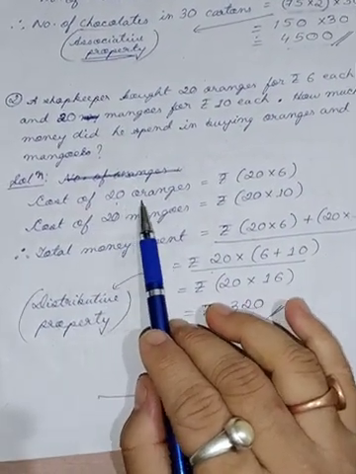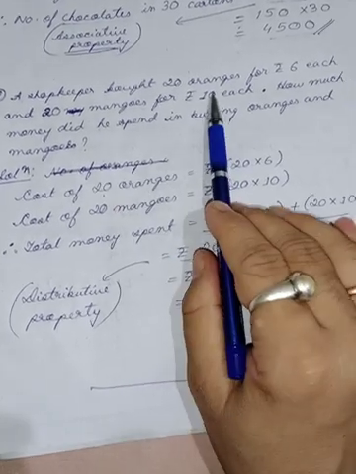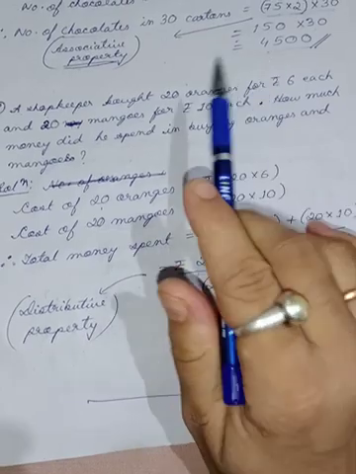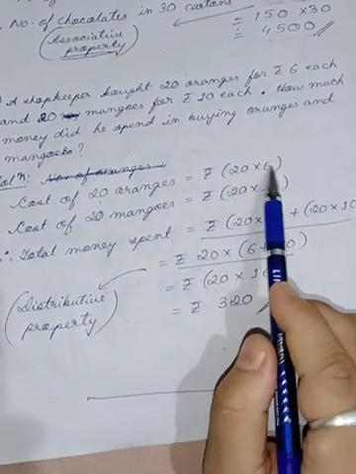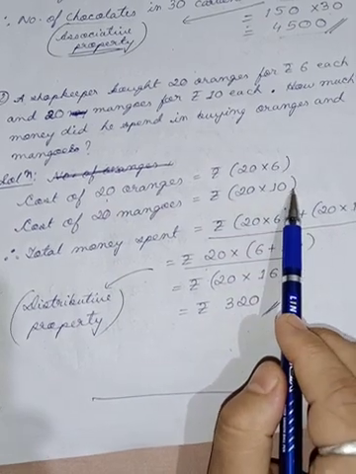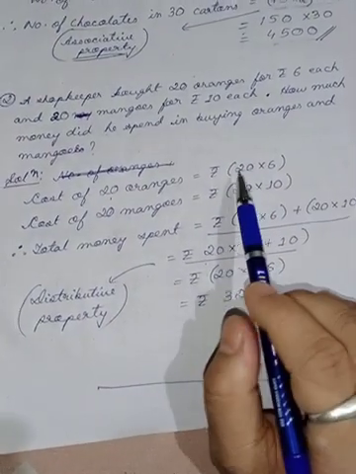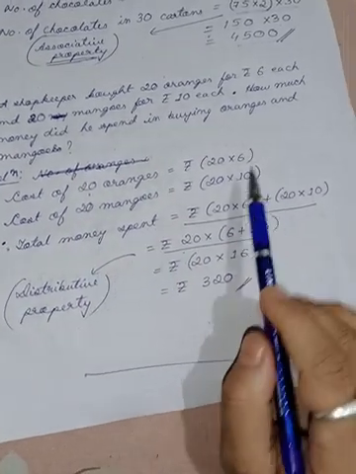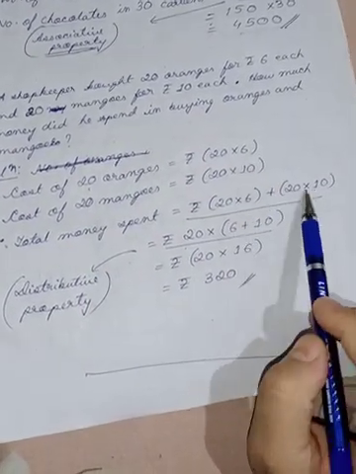So first of all, let us find out the cost of 20 oranges. It is given that one orange costs rupees 6. So for 20 oranges it is obviously 20 into 6. For one mango it is rupees 10. So for 20 mangoes it will be 20 into 10. Now you have to find out the total cost. So what will we do for finding the total cost? We will add these two. So total money spent is 20 into 6 plus 20 into 10.